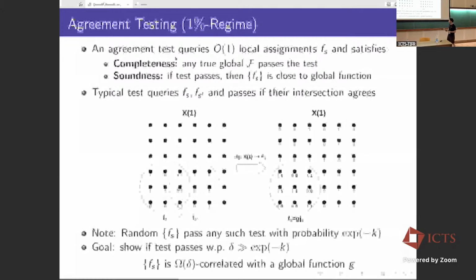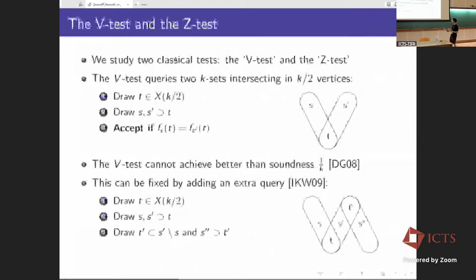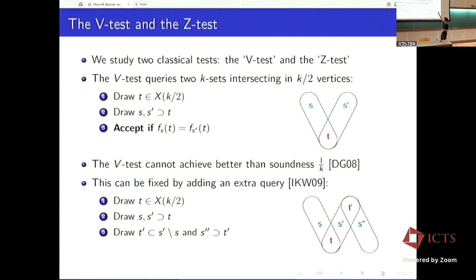I'm basically out of time, so I won't go into too much detail here. We study 2 types of tests on high-dimensional expanders. The V-test, which is just given by the down-up walk, this k versus k/2 versus k. You just check agreement in their intersection. It turns out there are known lower bounds saying you can't beat soundness about 1/k for this type of construction. So we'll also look at what's called the Z-test, which is in Impagliazzo, Kabanets, and Wigderson.